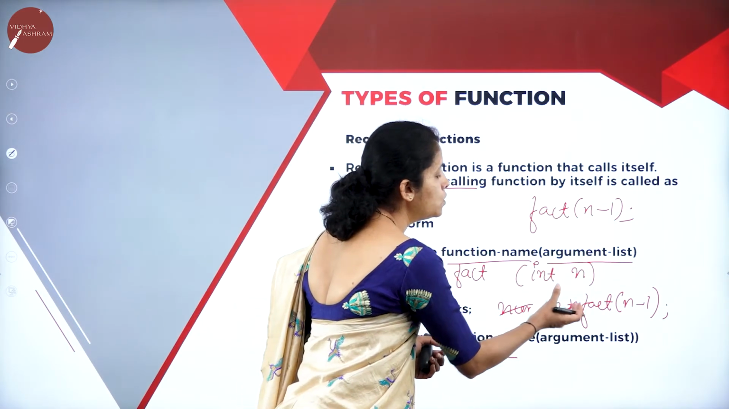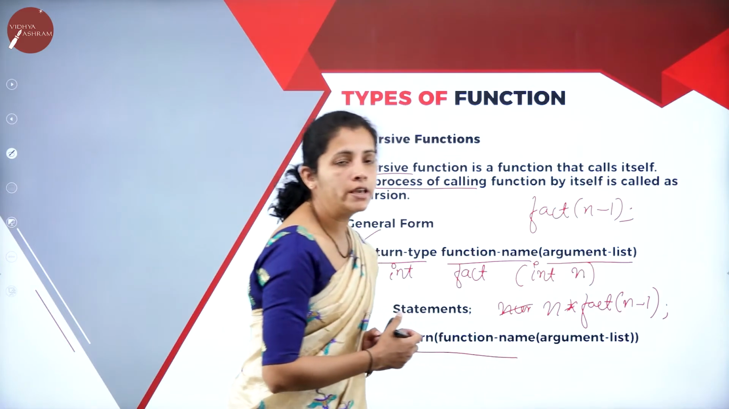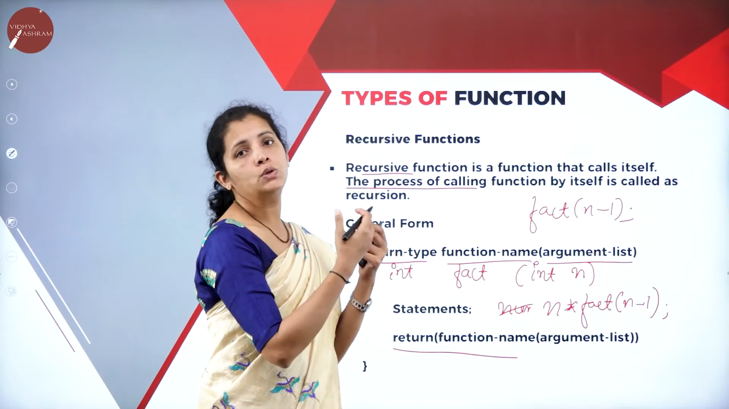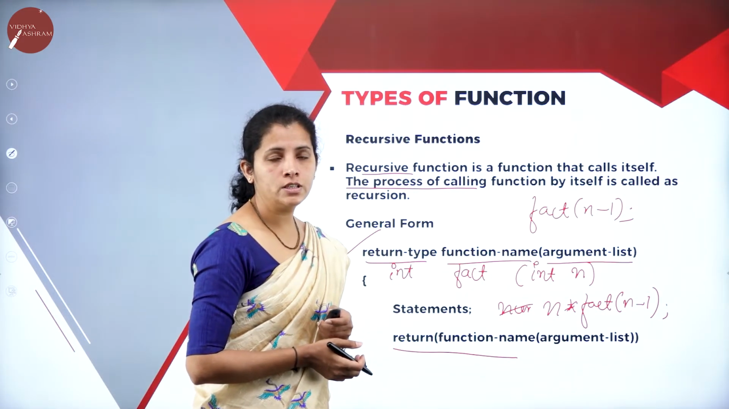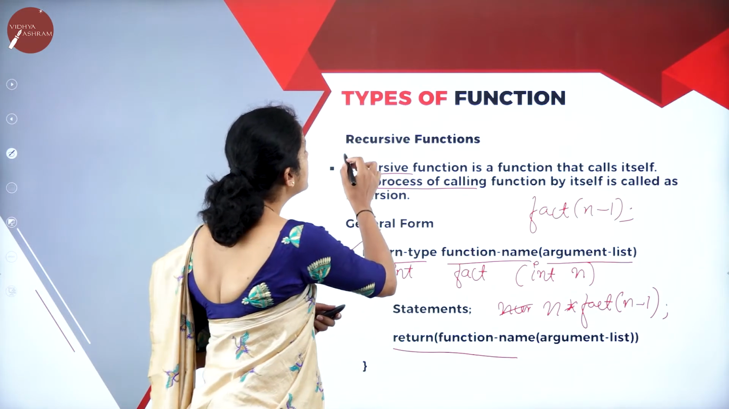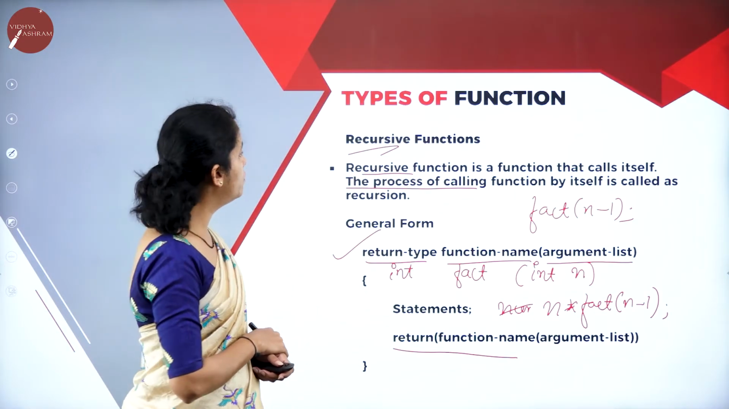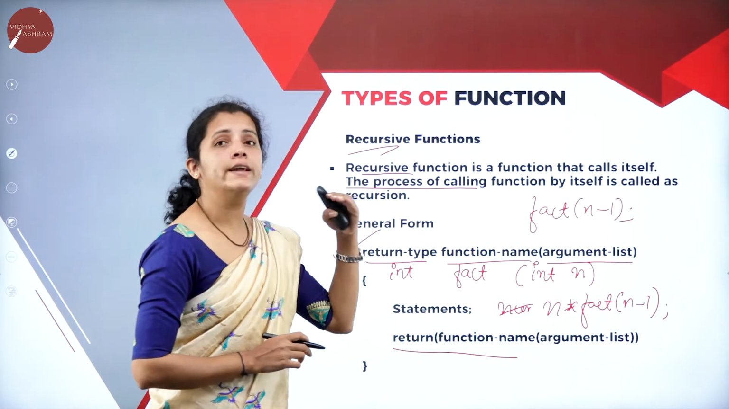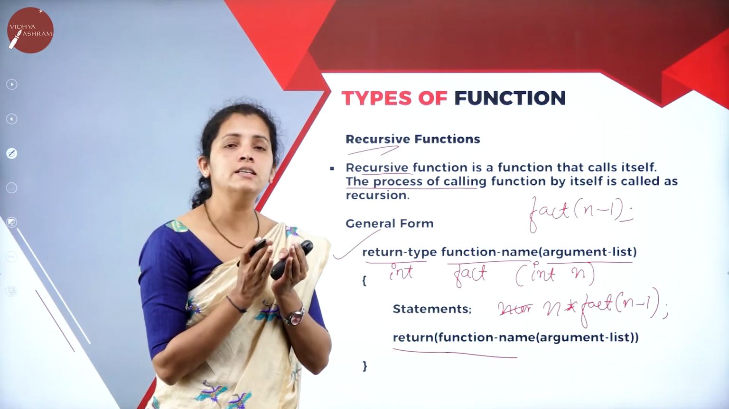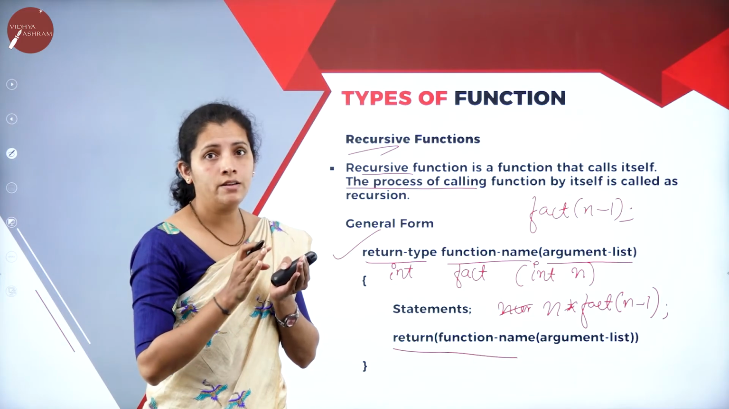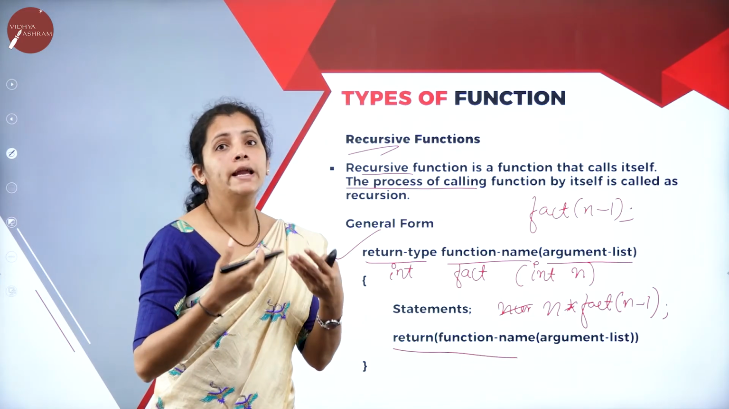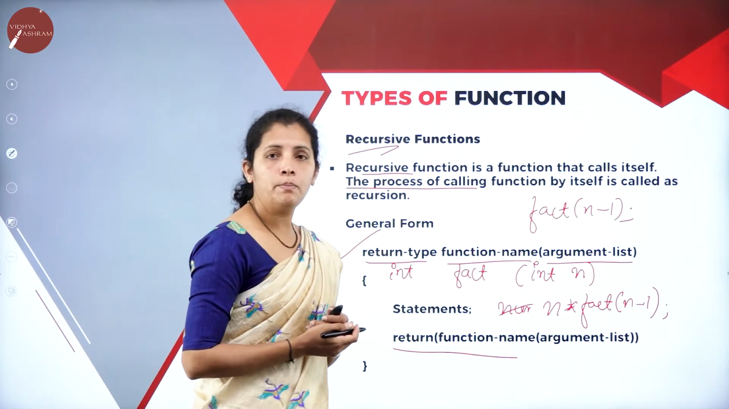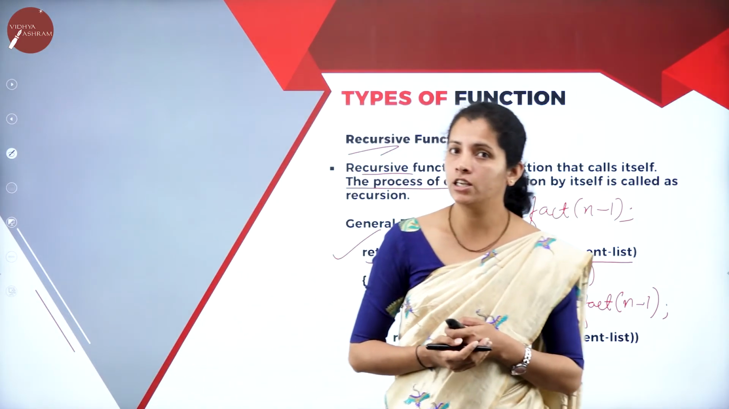So it's going to find the factorial of a given number, and it's going to return that factorial to the calling function. This is the way the recursive function works. A recursive function is a function that calls itself. The same function is called by itself, and this process of a function calling itself is called recursion.